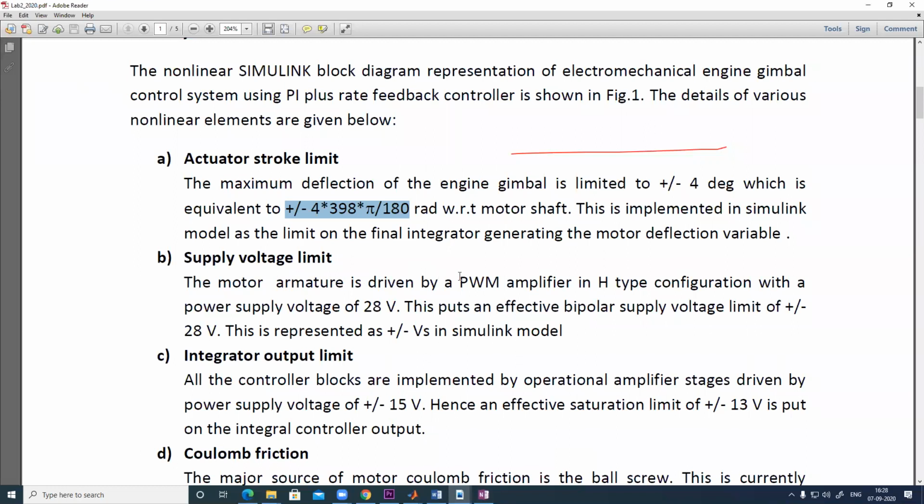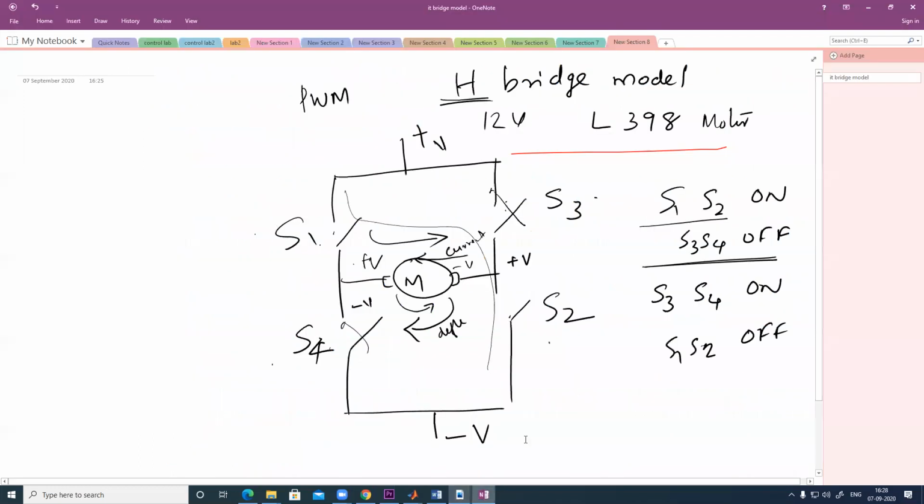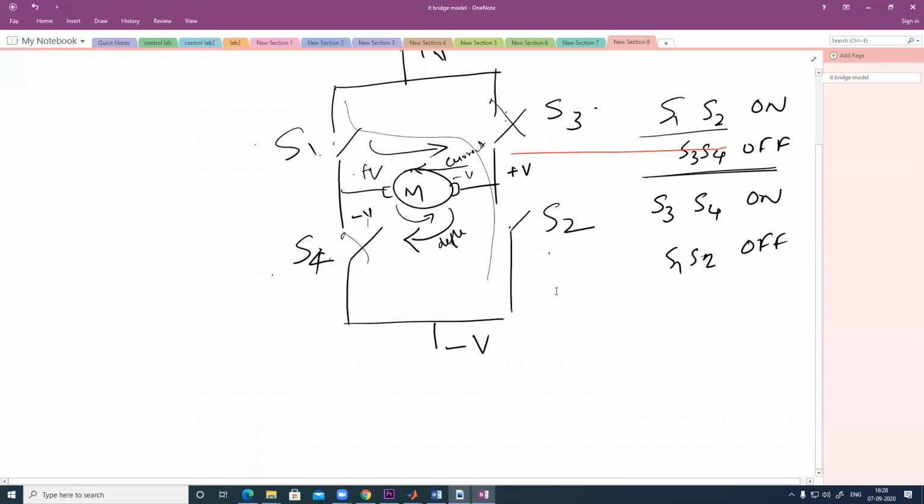So that voltage maximum is 28 volts. So the motor capacity is 28 volts. So if you are having a 12 volt motor also, you can apply maximum of 12 volt. So if you are applying some 15 to 20 volt or something, the motor will get damaged. So this is the purpose.